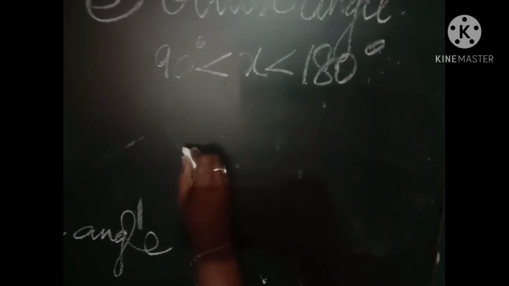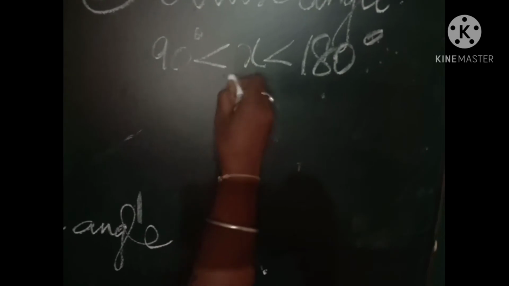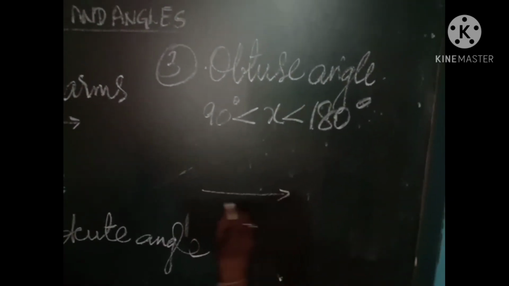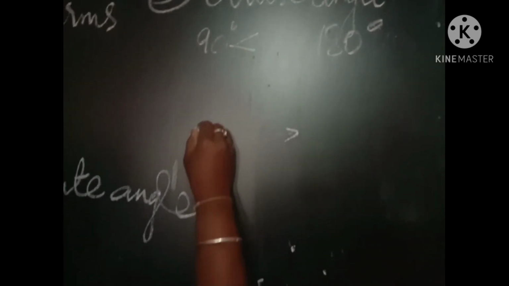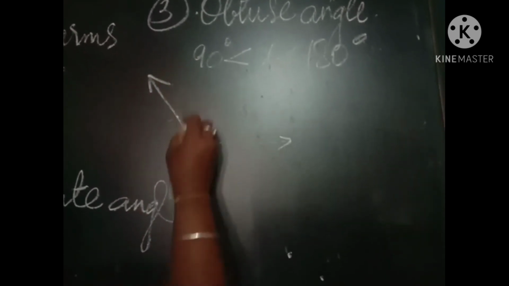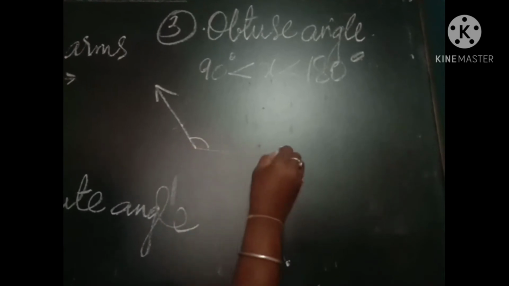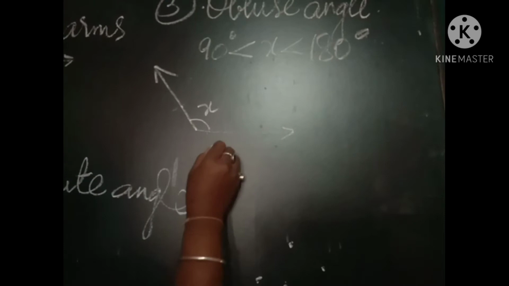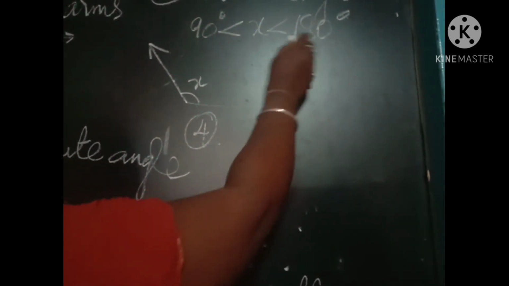Now see here, first an acute angle we studied, which is less than 90 degree. Next is right angle, which is equal to 90 degree. And here for the obtuse angle, this is one arm, and the obtuse angle, more than 90, is this one. So this is called what? Obtuse angle. This represents obtuse angle. This is x, we can say. The obtuse angle is more than 90 degree and less than 180 degree.